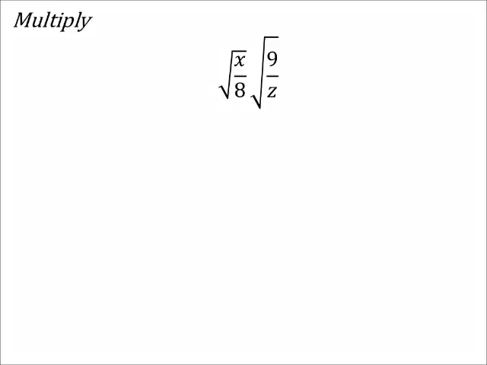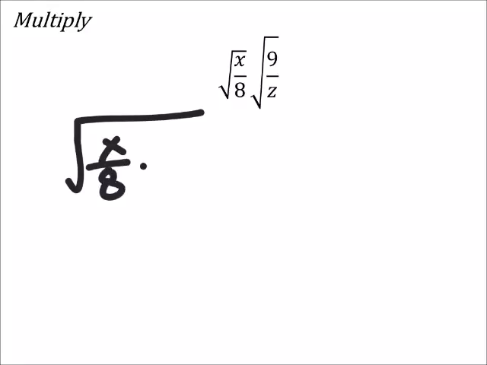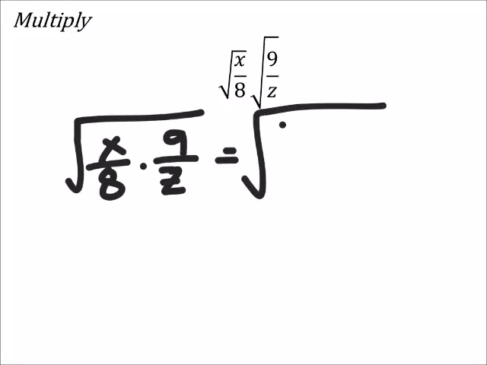All right, same idea on this one. We're just going to multiply these two quantities. They just happen to be fractions. So we can put these both under the same radical. So I'd have x over 8 times 9 over z. And of course, using fraction multiplication, I've got x times 9, which would be 9x, over 8 times z, which would be 8z.